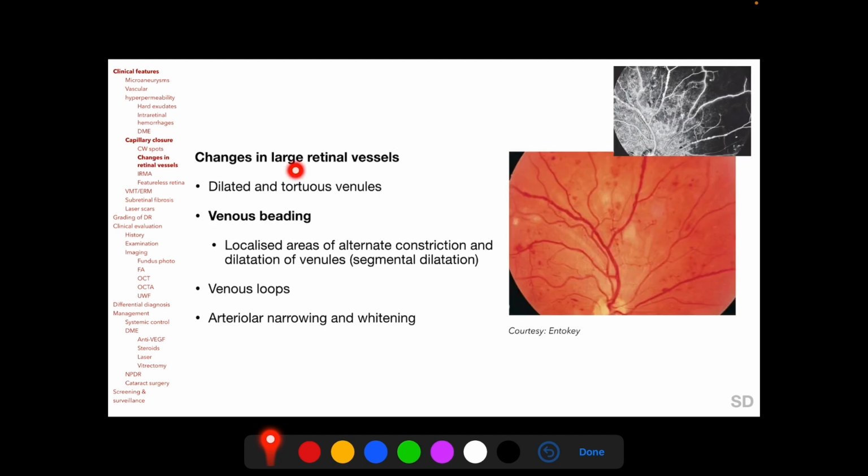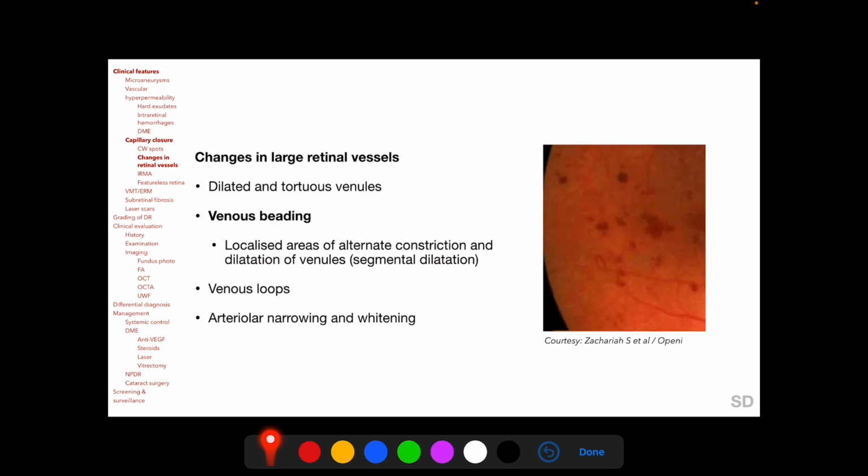Changes in larger retinal vessels include dilated and tortuous venules, venous beading, which are localized areas of alternate constriction and dilatation of venules, as seen here in this clinical photograph, venous loops, as seen here in this clinical photograph, and arteriolar narrowing and whitening in advanced stages of diabetic retinopathy.